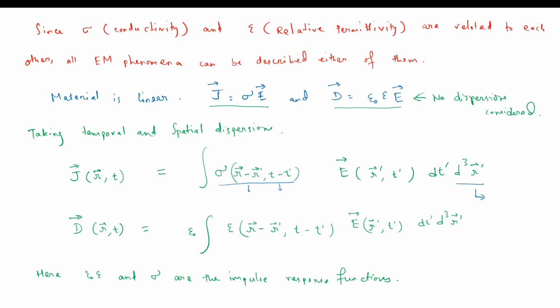Now let us try to do a Fourier transform. This particular form of integral is called a convolution, and in the Fourier domain, convolutions turn into multiplication. I hope you all know this principle: on Fourier transform, convolutions turn into multiplication.